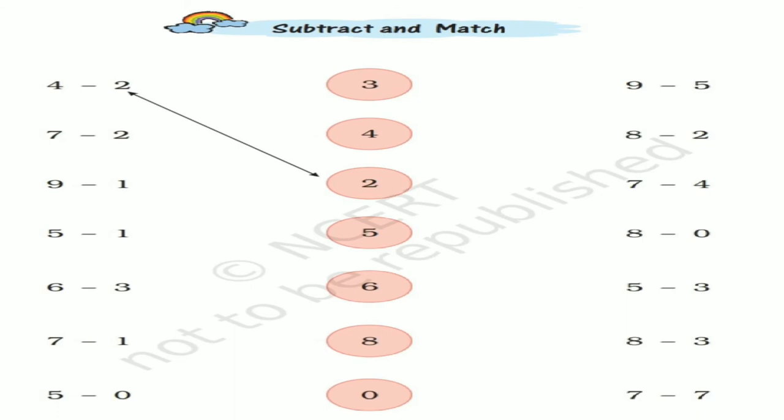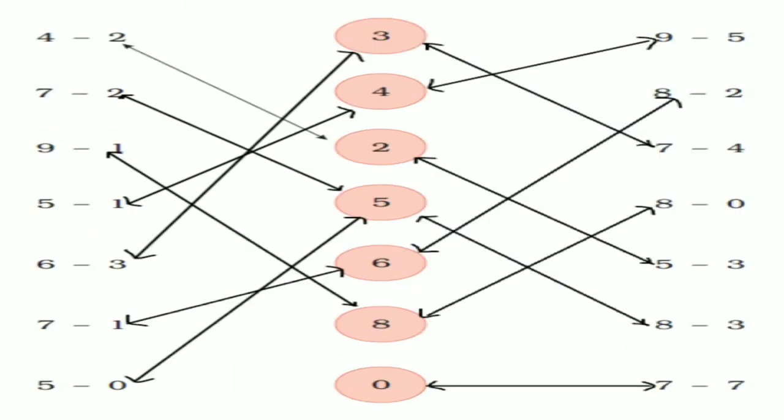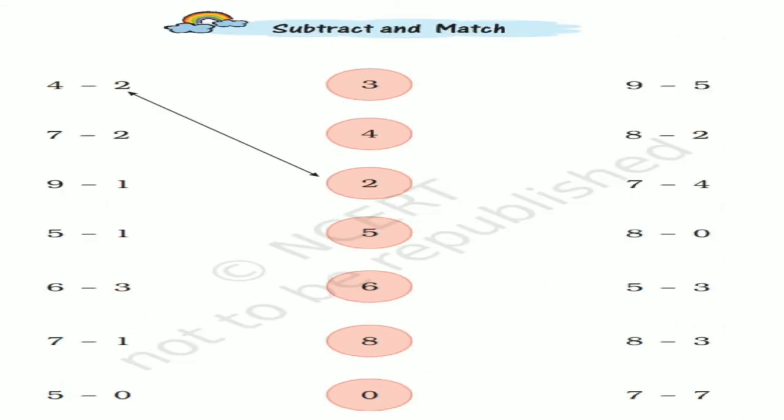Next, 7 minus 2. So let us start counting from 2 to 7. 3, 4, 5, 6, 7. We have counted 5 numbers. So 7 minus 2 is 5. Next, 9 minus 1. Now let us count numbers from 1 to 9. 2, 3, 4, 5, 6, 7, 8, 9. How many numbers did we count, children? We have counted 8 numbers. So 9 minus 1 is 8.